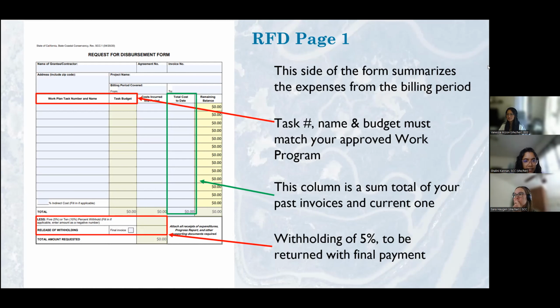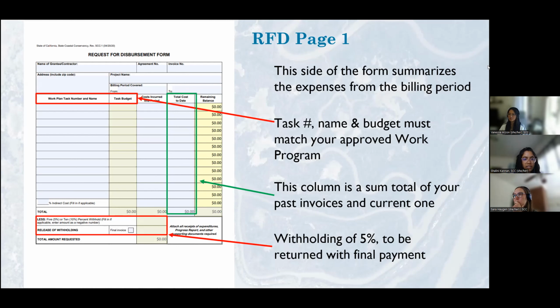And then in the next column, costs incurred this period, that's where you write down how much was spent on each task during the billing period. And then in the column with the green box around it, that's the total cost to date column. In that, you sum the costs incurred this period with the costs from all your past invoices combined. That way, the remaining balance column can self-calculate and show how much money you have remaining under each task.